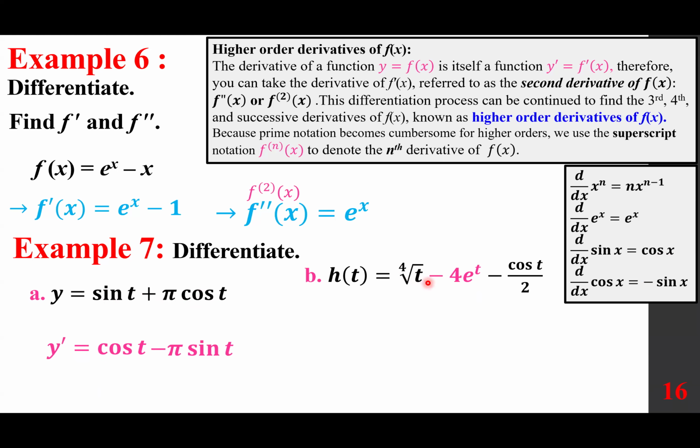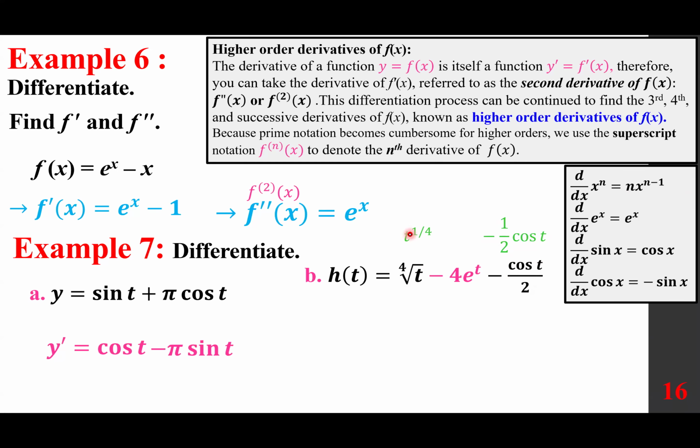H of t is the fourth root of t minus 4 e to the power of t minus cosine t over 2. We want to differentiate that. To make sure it's doable, we are going to change this to t to the power of 1/4 to get this ready for the power rule. This one you don't have to change, but I like to rewrite it as negative 1/2 cosine t. So I want everybody to see that this is just a number. You're differentiating cosine t in essence and times negative 1/2.